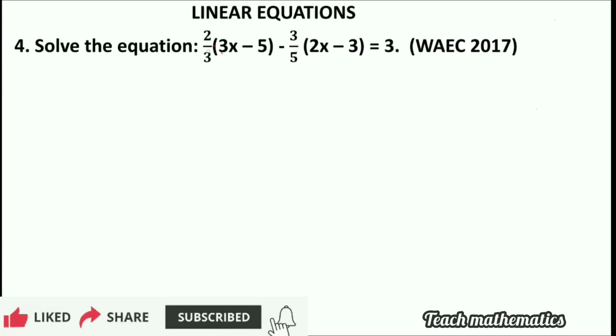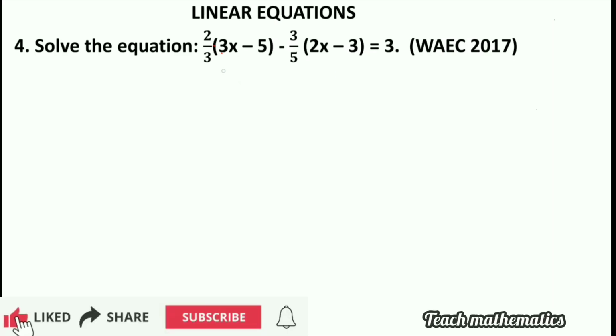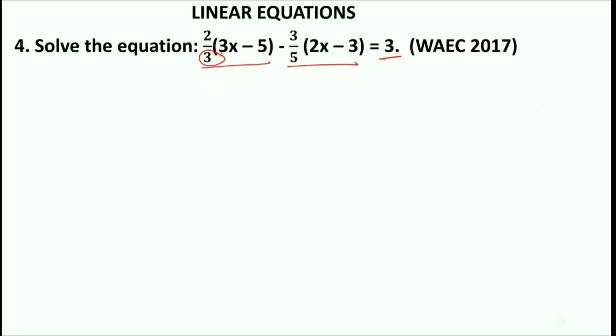Question 4. Solve the equation 2 over 3 times 3x minus 5 minus 3 over 5 times 2x minus 3 equals to 3. This is the fractional equation, and I told you that whenever you have a fractional equation, the best thing to do and the first thing to do is to clear the fraction by multiplying through with the LCM of the denominator. And so this is a single term, this is a single term, this is a single term. The denominator here is 3, the denominator here is 5, and the denominator here is 1.